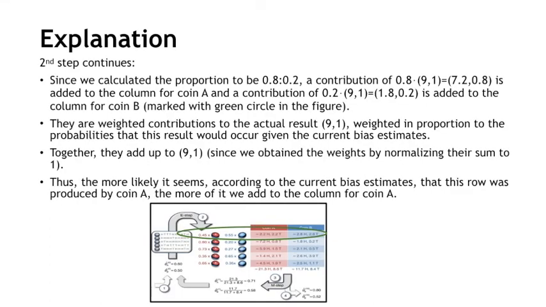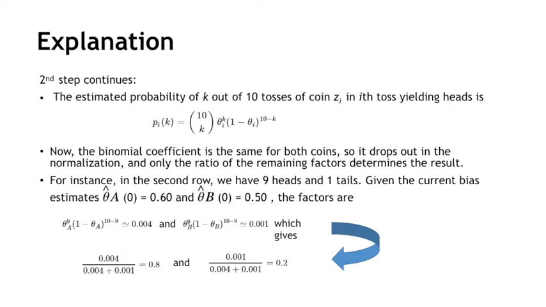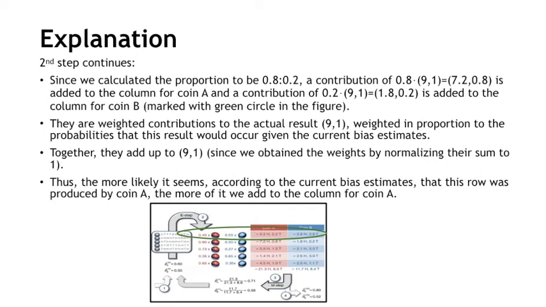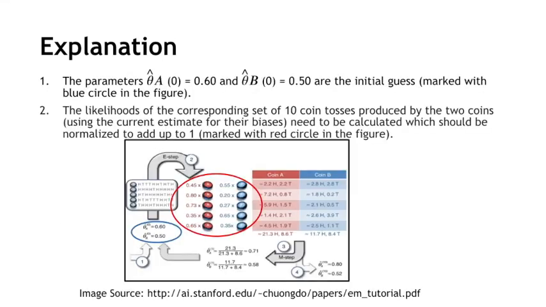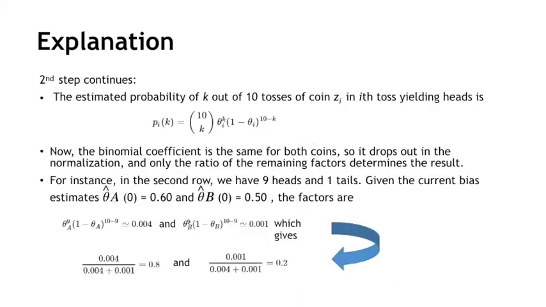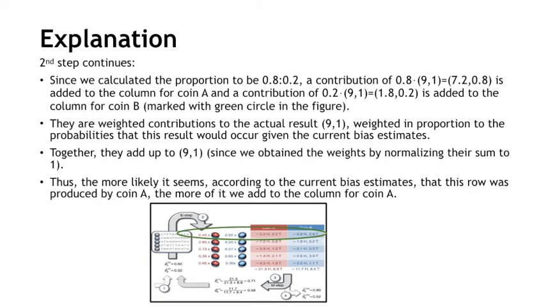Now we have calculated the proportion, that is what would be the proportion of coin A and what would be the proportion of coin B. The proportion of coin A is 0.8 and proportion of coin B is 0.2. Since we have calculated that, we have 9 head tosses and 1 tail toss, right? So what we are going to do right now is multiply this factor with the tosses. So 0.8 into 9 would give us 7.2 and 0.8 into 1 would give us 0.8.